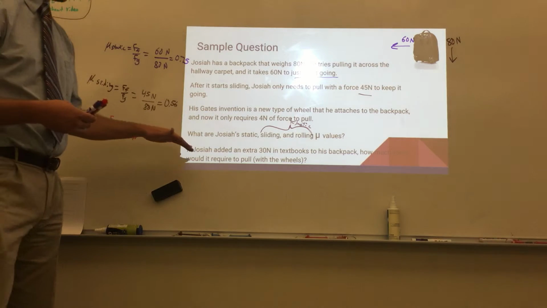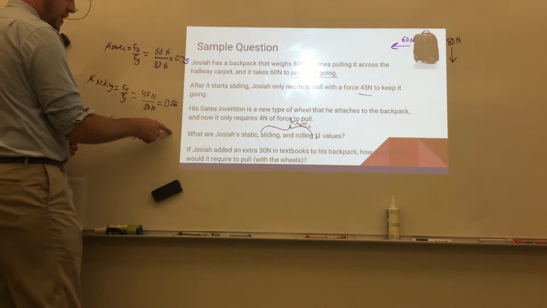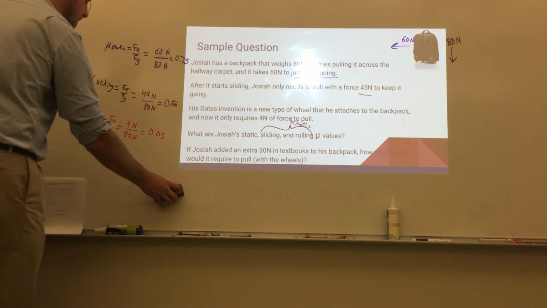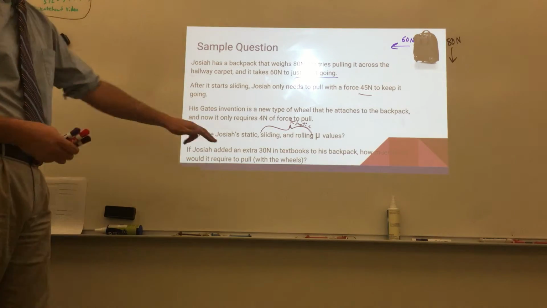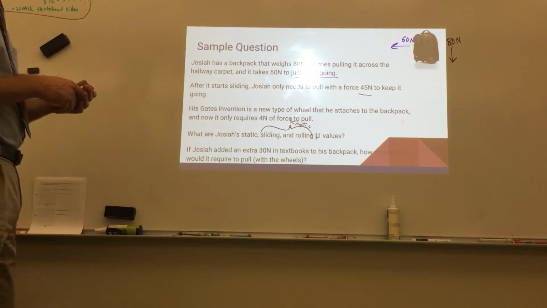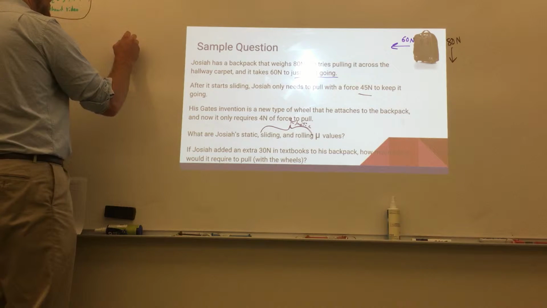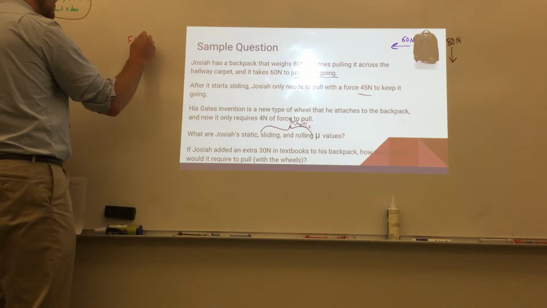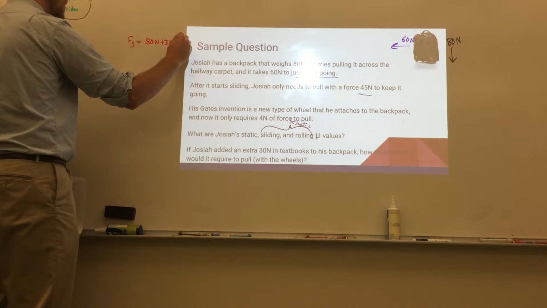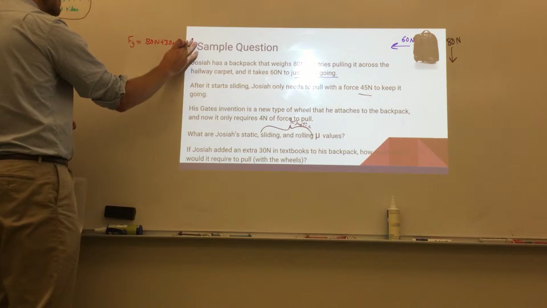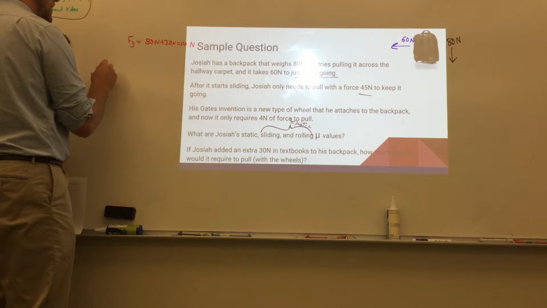And now the last question has to do with the making predictions part. Store this in your brain, 0.05 for rolling friction. We erase this. So now the idea is he's added an extra 30 newtons to his backpack. So now his force of gravity is equal to 80 newtons plus 30 newtons, which equals 110 newtons. We set that same formula up.